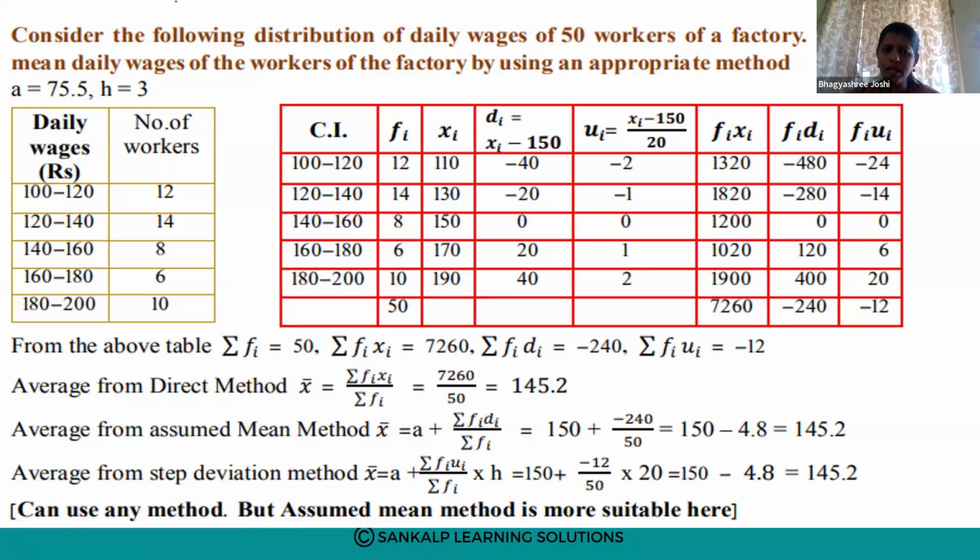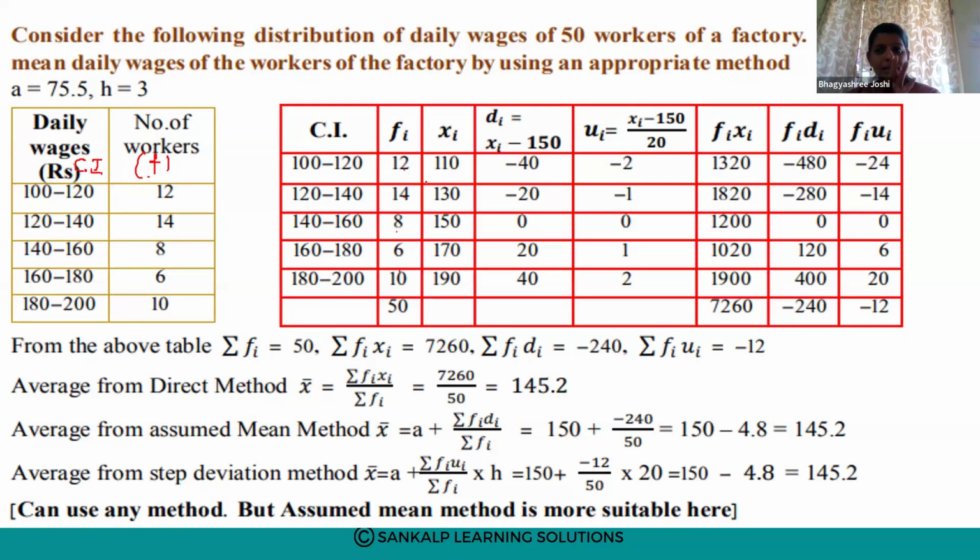So daily wages, that means class intervals, they have given. That is 100 to 120 and number of workers 12. This is 120 to 140, 140 to 160, 160 to 180, 180 to 200. So this is the class interval, right? Next, number of workers. Number of workers means it is frequency f. We can call it as fi. Next, so 12, 14, 8, 6 and 10.